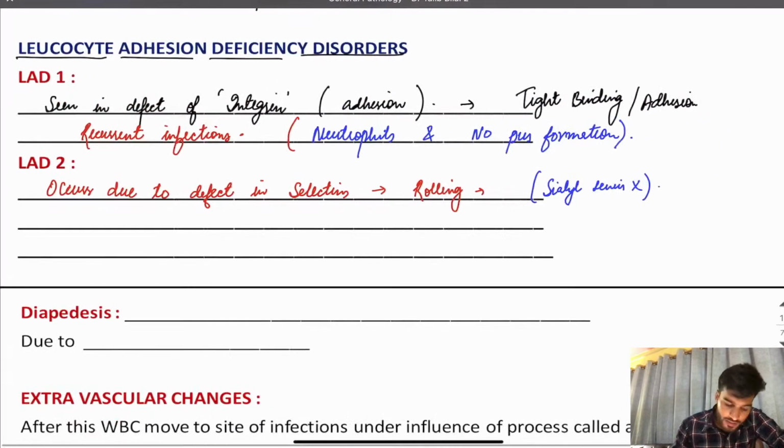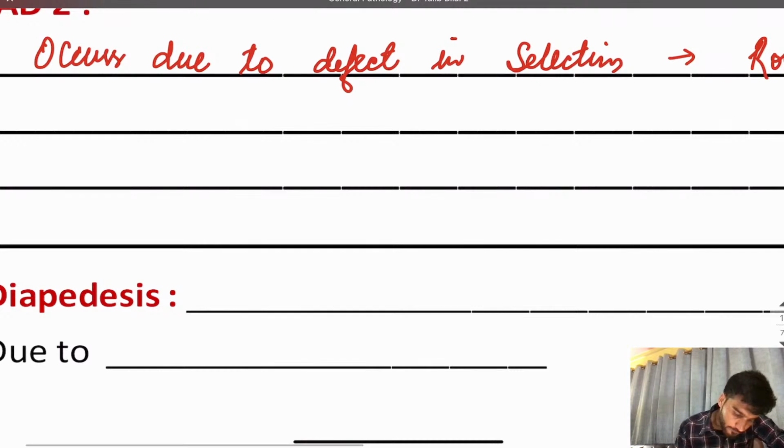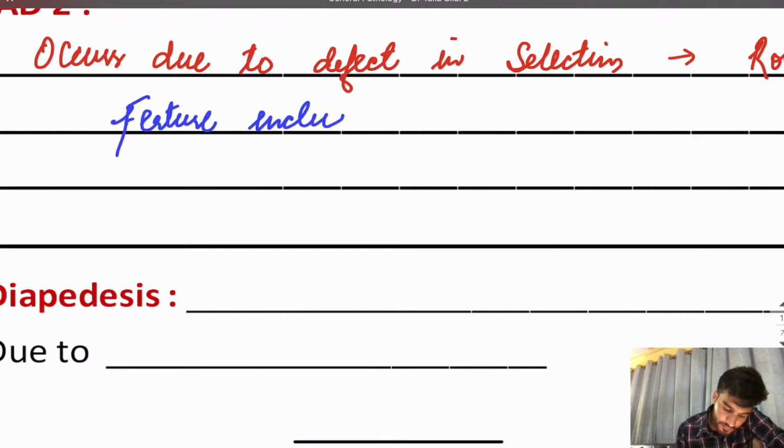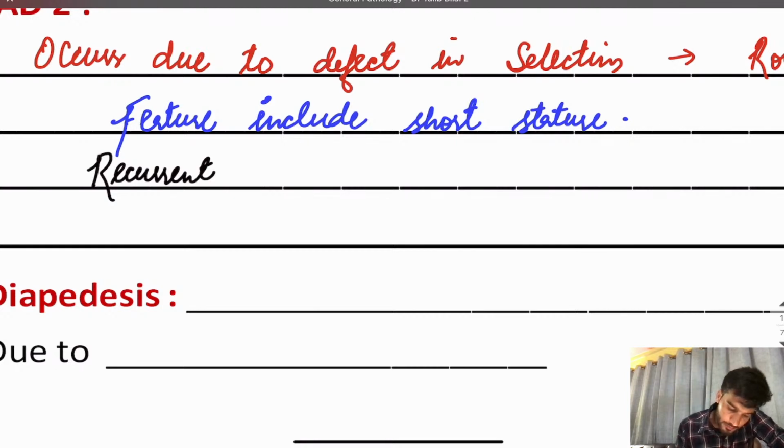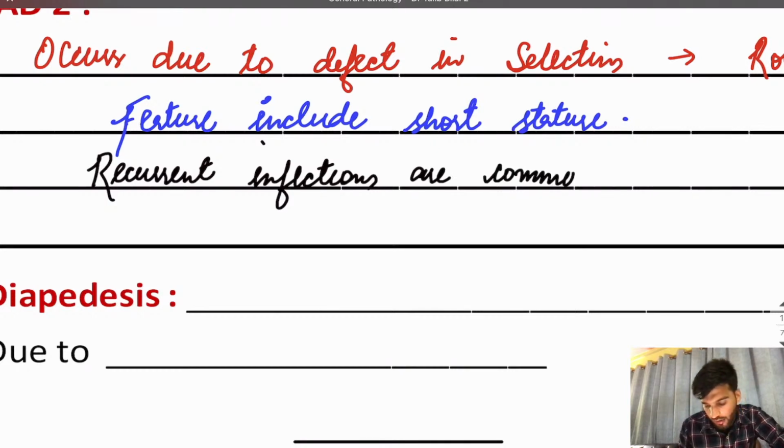The features of LAD2 include short stature. Also, guys, recurrent infections are common in LAD2 as well.